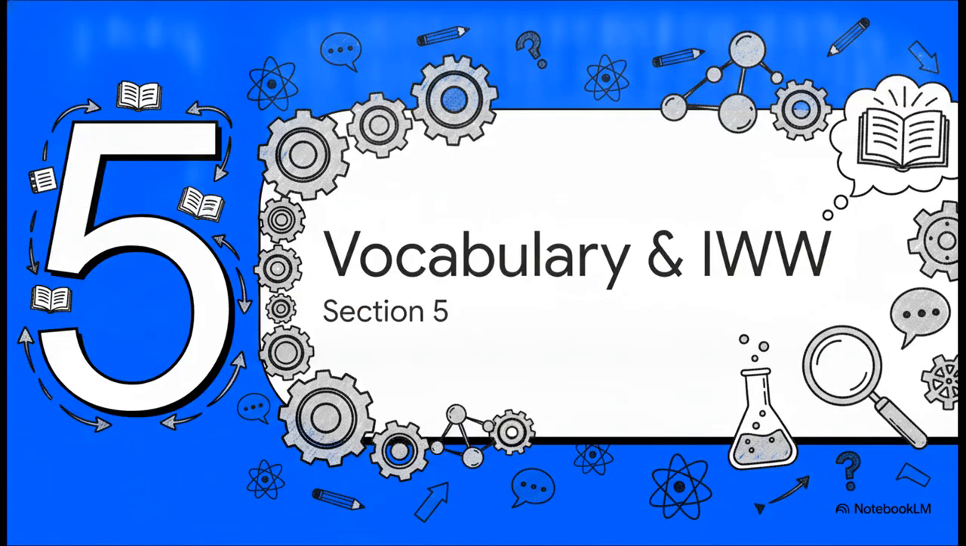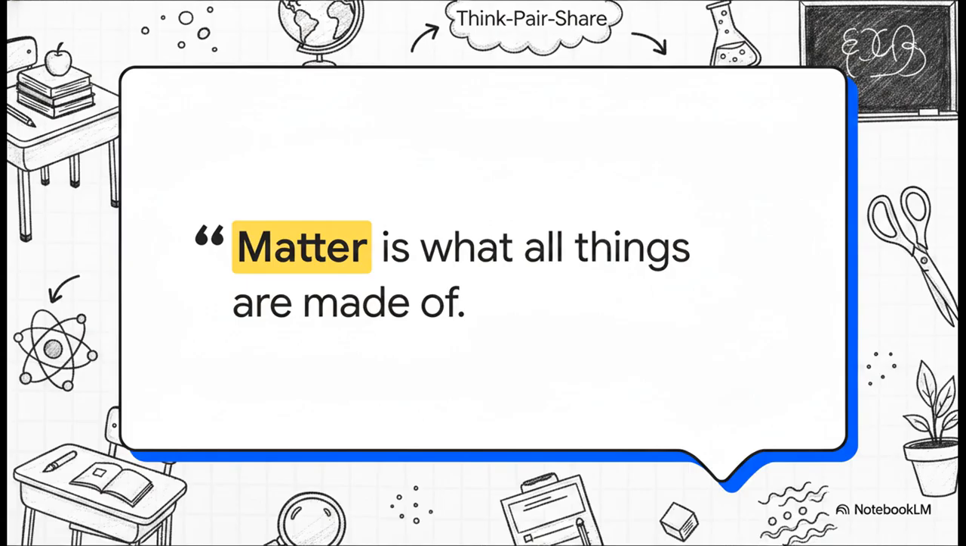Which brings us to our final toolkit, Section 5, Vocabulary and the Interactive Word Wall. Building academic vocabulary is so vital in science. So, to help you prep, I'm actually going to read the exact interactive word wall scripts provided in the lesson plans so you can hear exactly how it should sound in your classroom. For your first word, matter, here is your script. Matter is what all things are made of. Think, pair, share, name 3 examples in our classroom.